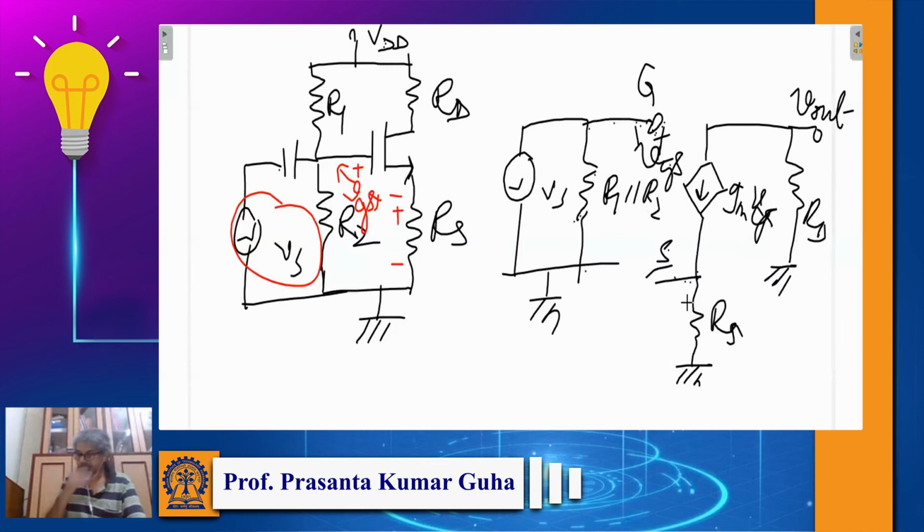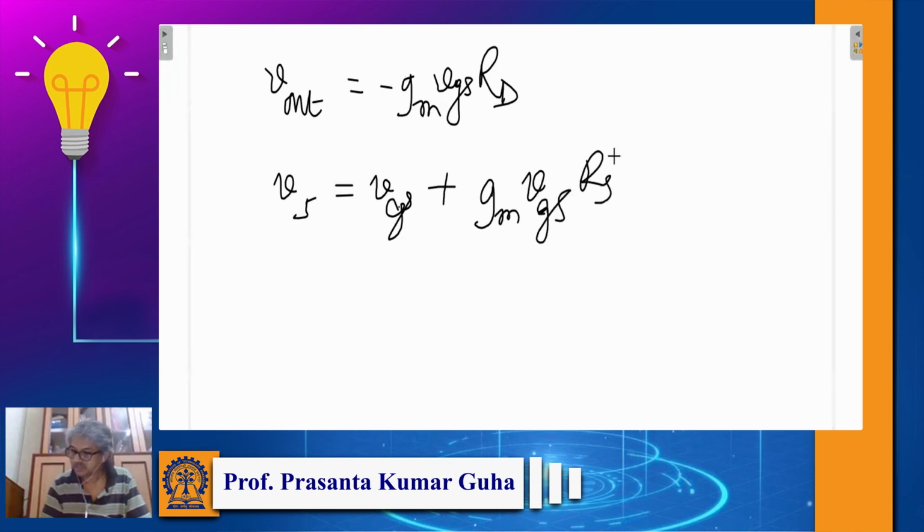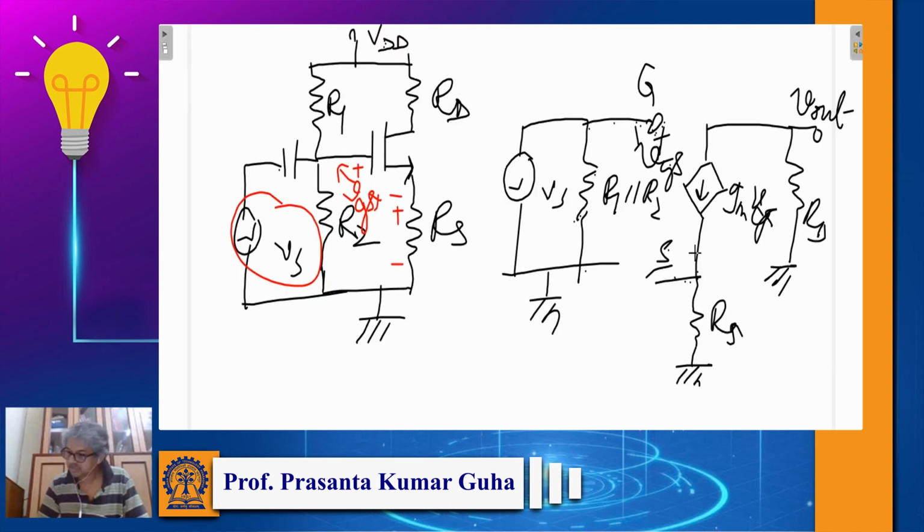Okay, so if that is the case, then what we can do, we can write Vs is equal to VGS plus GM VGS into RS. You see, because current GM VGS is flowing through RS, it gives rise to a voltage drop whose polarity is matching with the polarity of VGS. So we basically add them up.